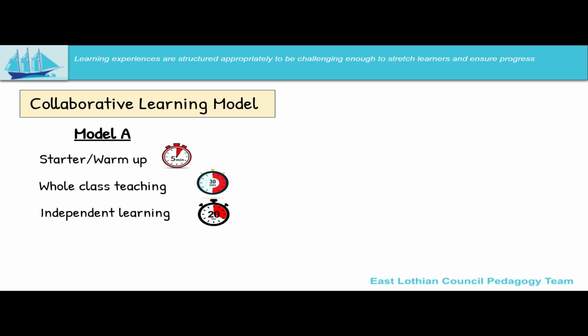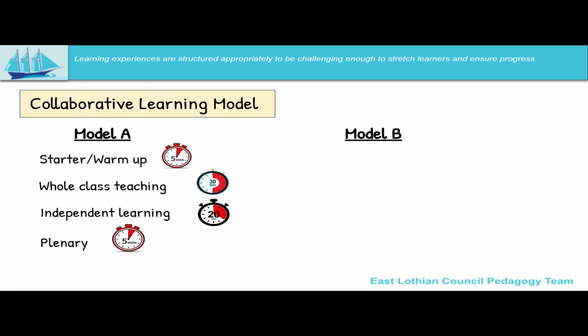The third part of the lesson then involves the learners working individually on tasks linked to the whole class teaching input for about 20 minutes. These tasks are differentiated and the teacher can support learners appropriately. Finally, in the plenary, the teacher leads a whole class discussion, inviting learners to share their learning from the independent activities, explaining their ideas and consolidating the learning. And this should link back to the learning intention and success criteria, which were shared at the start of the lesson.